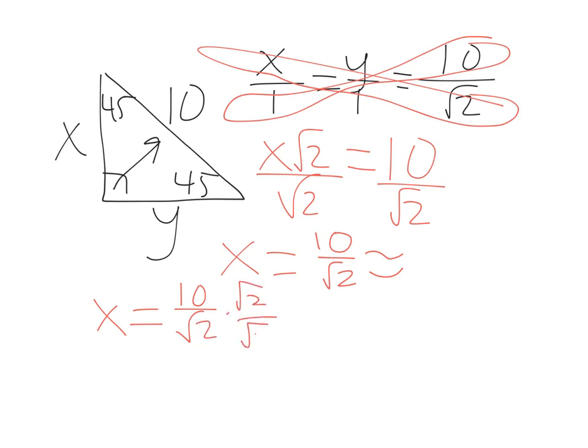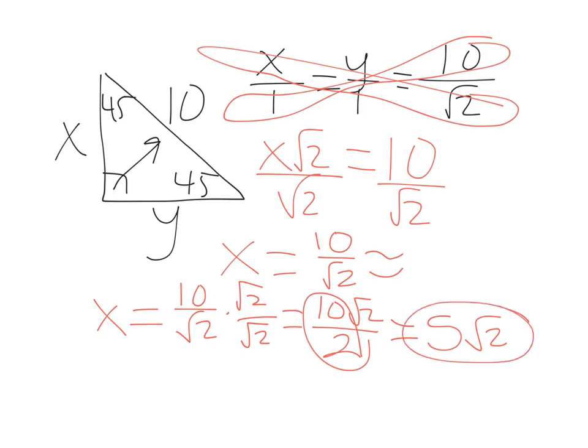This would be like the proper math way of going about it. I would multiply by root 2 over root 2 to rationalize my denominator, so I get 10 root 2 over, what's square root of 2 times square root of 2? That's square root of 4, which is 2. And I got to simplify it a little further down to 5 root 2, because 10 divided by 2 equals 5, and boom, there's my exact answer.